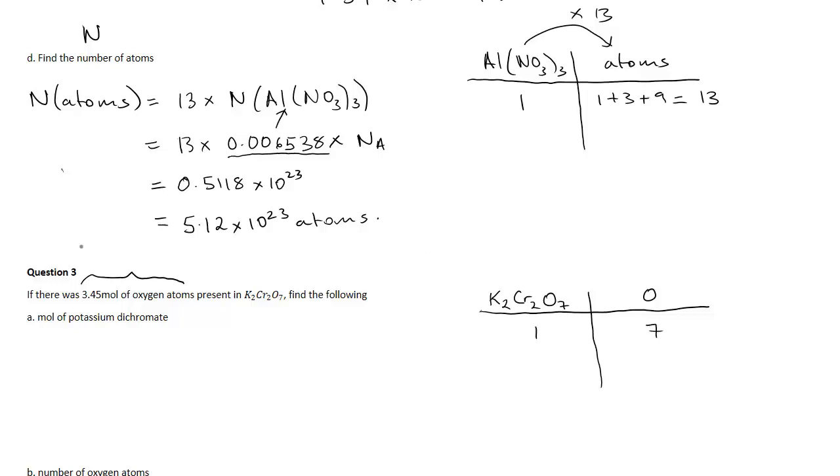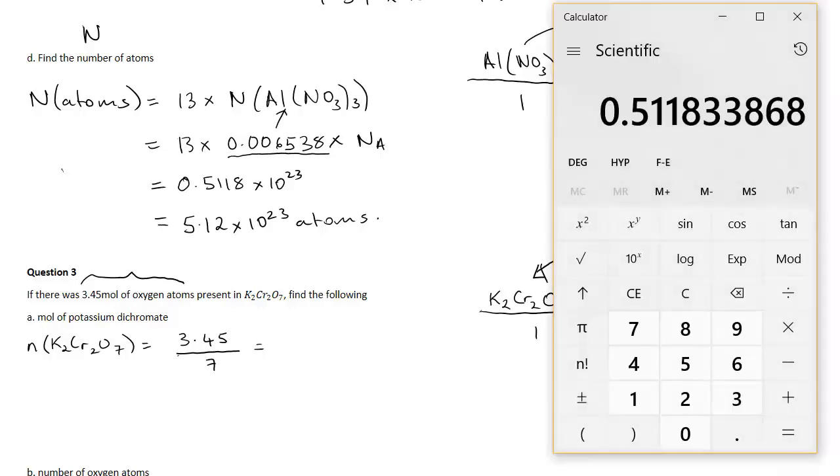So this time we're going from the oxygen atoms, because we know how much mole of it we have. We're going from the oxygen atom to the potassium dichromate. So we actually have to divide by 7 because we're going the other way. So to find the mole of potassium dichromate, we need to take how much oxygen we have, which is this amount of mole, and divide by 7. Okay, because that gives us the mole of the entire molecule.